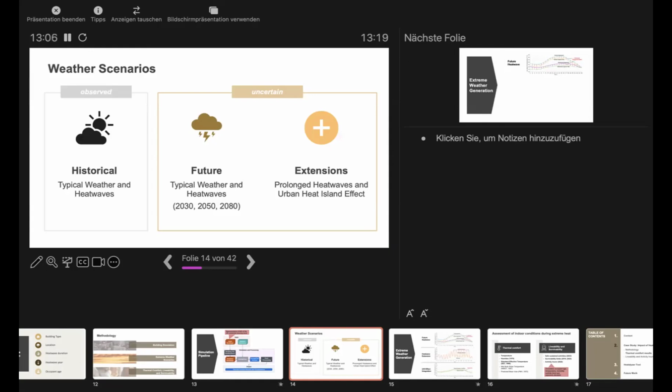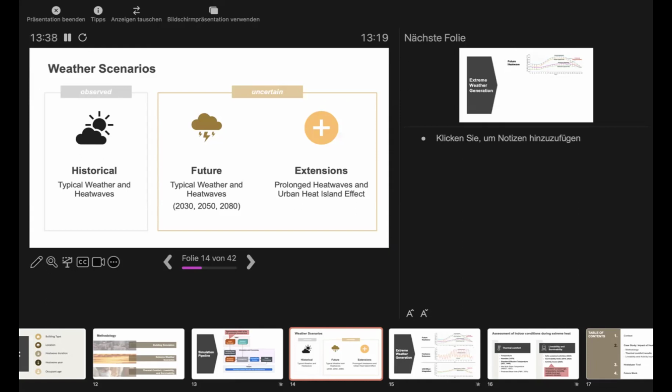So what would a typical weather look like in 2030 or 2050? And then, of course, also future heat waves. For future typical years, there's widely data available, based on climate projections for the future, but these future heat waves are one of the kinds of weather data we created ourselves, because the data for this is not really available online. And then I also implemented some extensions, which is the last type of weather data I want to talk about.